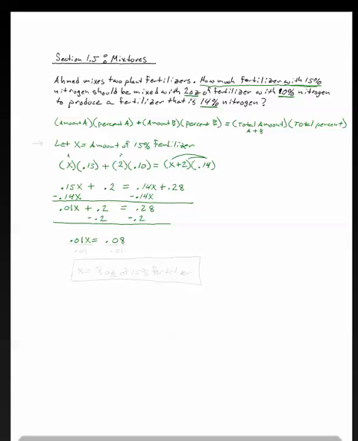Now this means 0.01 times x, so we divide by 0.01 on both sides, and x equals 0.08 divided by 0.01 is just 8. So that's 8. Now if we go back to our let statement, it says let X equal the amount of 15% fertilizer. So X equals 8 ounces of 15% fertilizer.